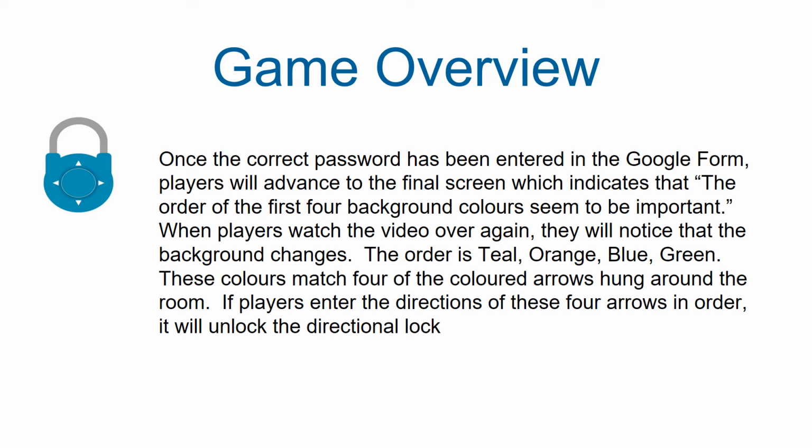Once the correct password has been entered in the Google form, they'll advance to the final screen, which will indicate that the order of the first 4 background colors seems to be important. When players watch that short video over again, they'll notice that the background color changes throughout the 2 minutes. The order of the background colors is teal, orange, blue, and green. These colors will match 4 of the colored arrows that you've hung around the classroom. If players enter the directions of these 4 arrows in the order of the background colors, it will unlock our directional lock.